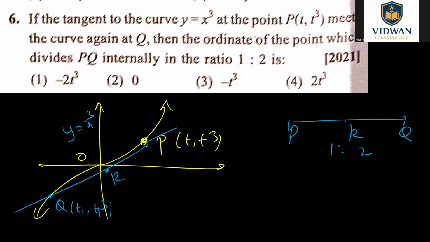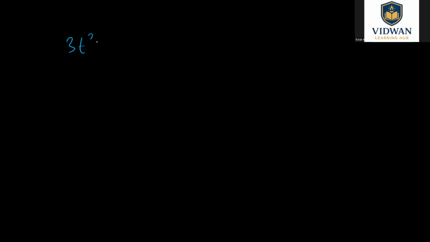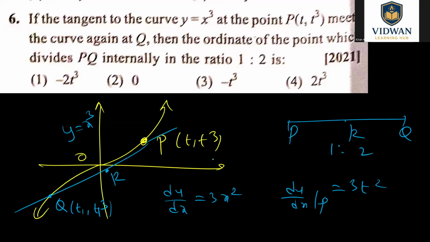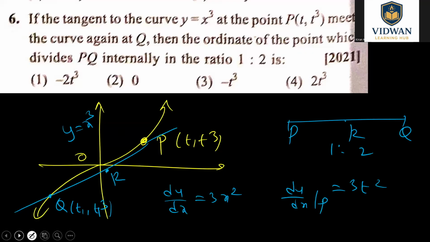The derivative at P is the tangent slope. You can also equate it to the slope of PQ. For the curve y equal to x cube, dy/dx is 3x square. You need the derivative at the point P, so you put x as t. This becomes 3t square, and this should be equal to the slope of PQ. How do you write the slope of PQ? Difference in y coordinates, that is t cube minus t1 cube, by difference in x coordinates, which is t minus t1.